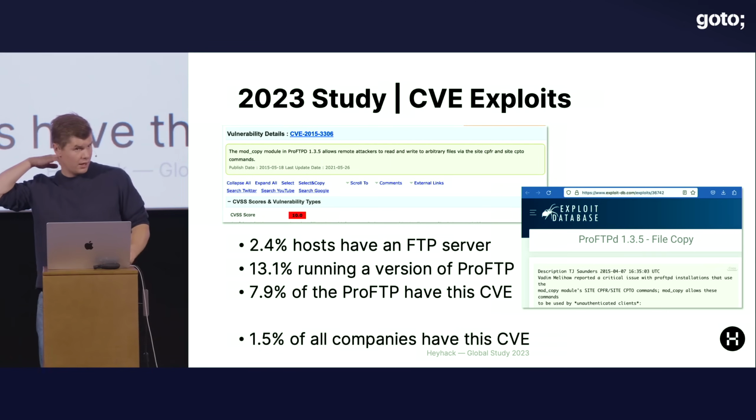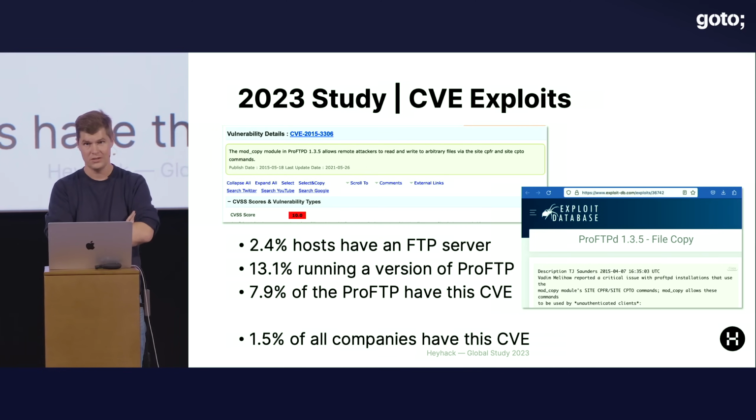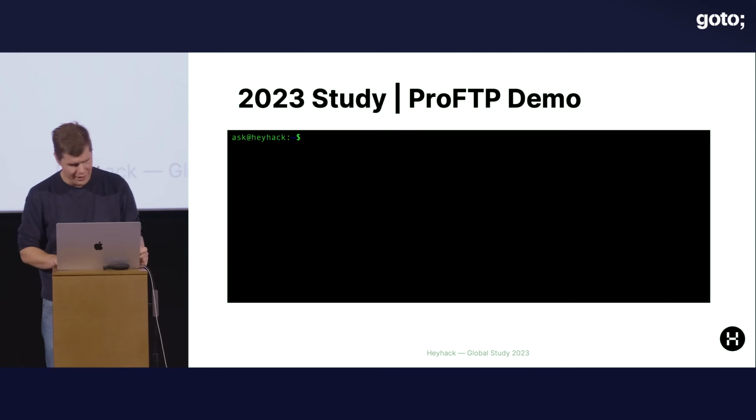And in total, around 1.5% of all the organizations that we found have this particular vulnerability. That's a little over 100 organizations that have this massive problem where people can just come in there and upload and download files and execute code remotely and all of that. I think that's pretty severe. So I have a little demo of how you might exploit this.